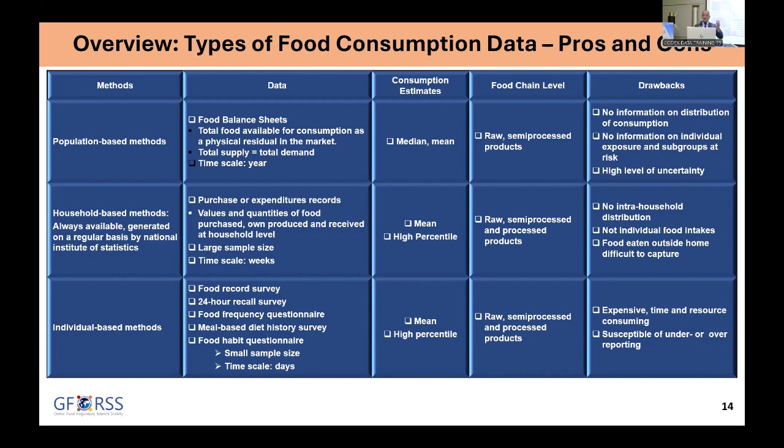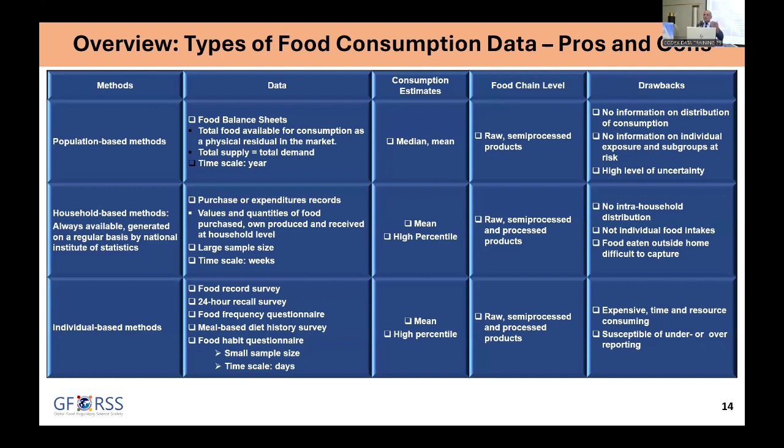So if you look at those methods, as you can see, they use several consumption estimates. Some calculate mean, median, others can go to percentiles. And at the food chain level, as you can see, they are mainly related to raw, semi-processed products. And on the individual level, we can achieve more of the processed level.